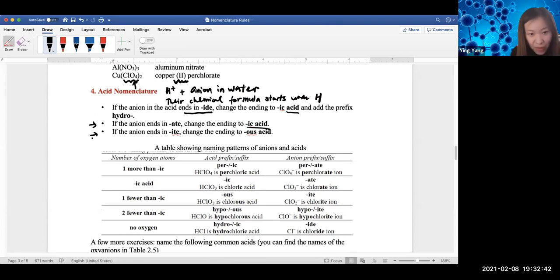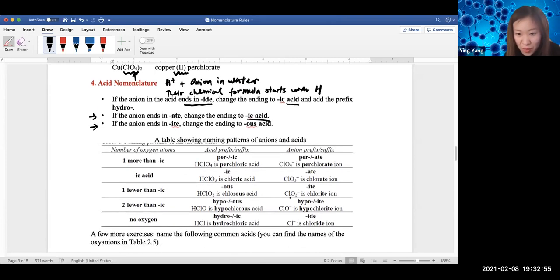Last rule, number 3: if the anion ends in -ite, then change the ending to -ous acid. And one example would be this one, HClO2, and this is chlorite ion, right? Compared to this one, because it has one fewer oxygen, so it's chlorite. And when we have the corresponding acid, we change the -ite to -ous. And then we have chlorous acid. So that is rule number 3.